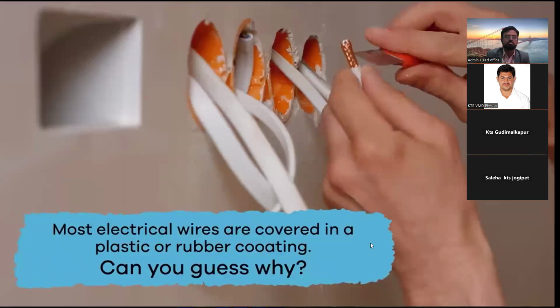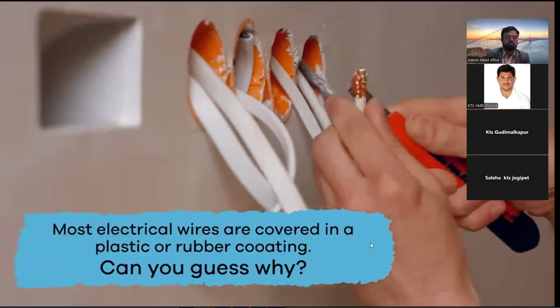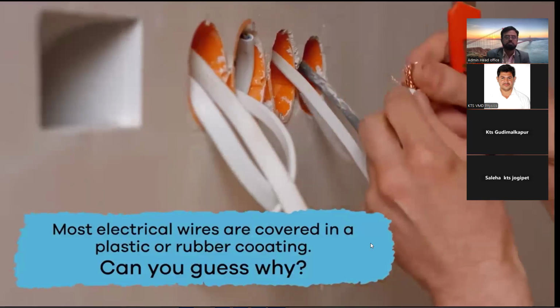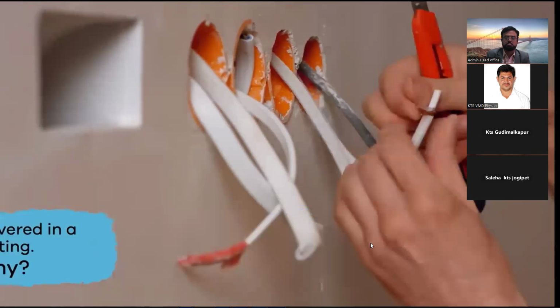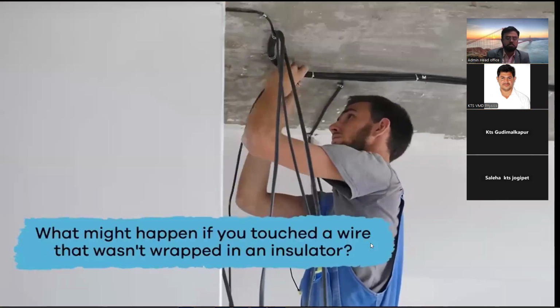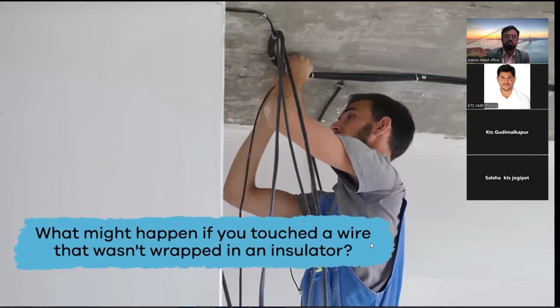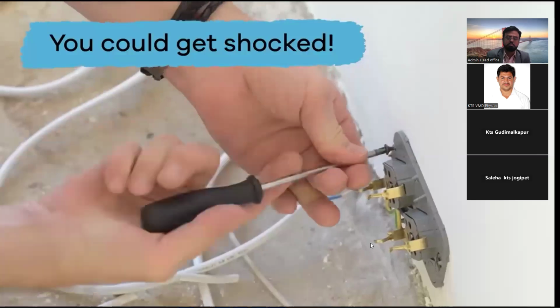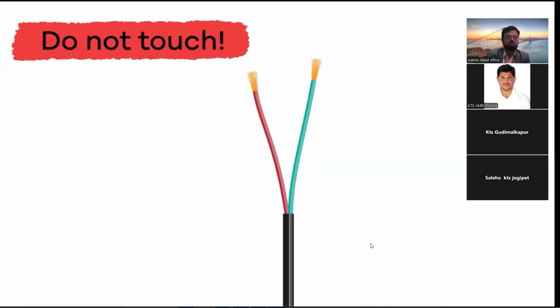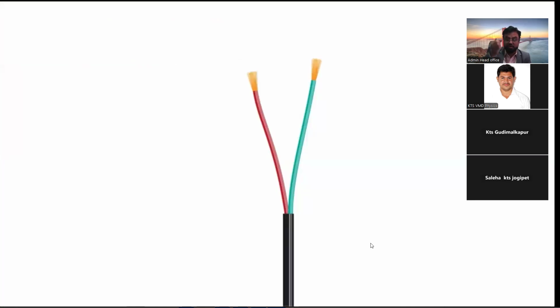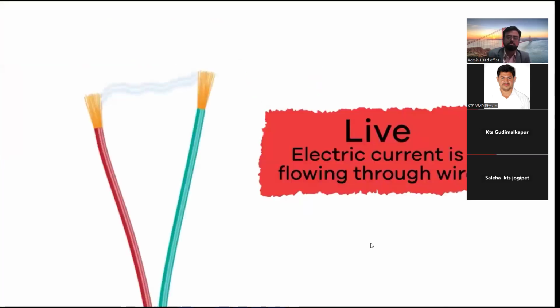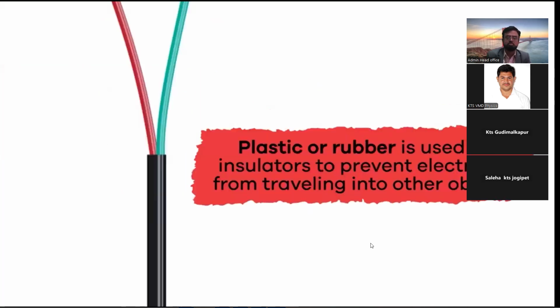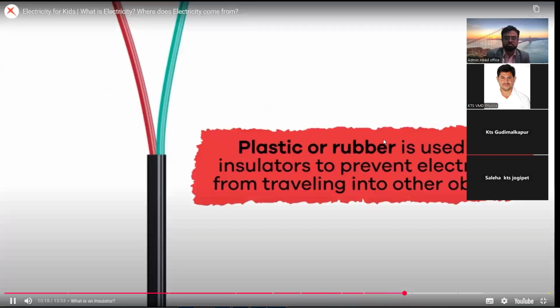Most electrical wires are covered in a plastic or rubber coating. Can you guess why? Right. What do you think might happen if you touched a wire that wasn't wrapped in an insulator? If you said you could get shocked, you're absolutely right. It's important to never touch any wires that you see. You never know if they are live, which means that electric current is flowing through them. The plastic or rubber is used as insulators to prevent the electricity from traveling into other objects, like yourself.